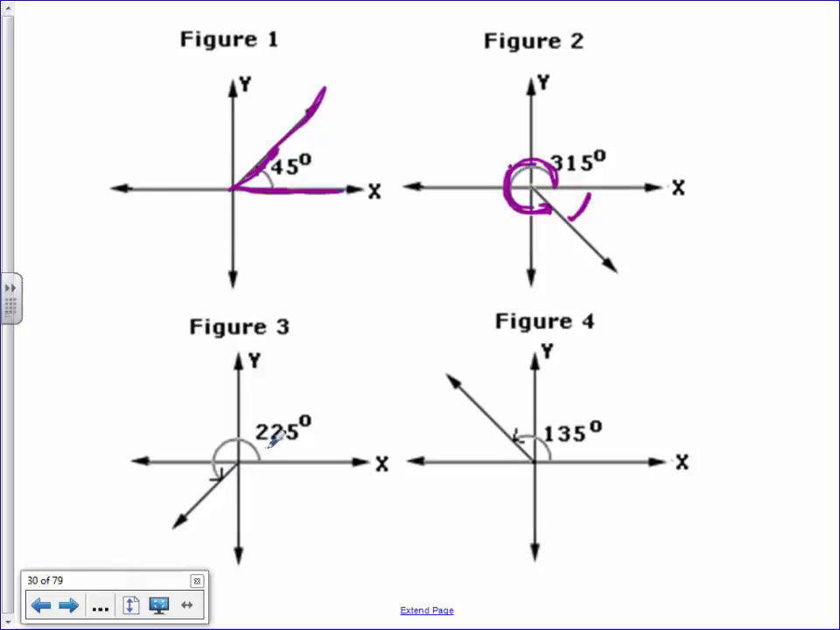Or say in this quadrant here, this is 225 degrees because you're going all the way past 180 and a little bit further, in fact. So it means we can actually work with angles of anywhere between 0 and 360.